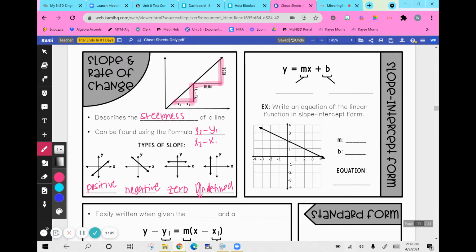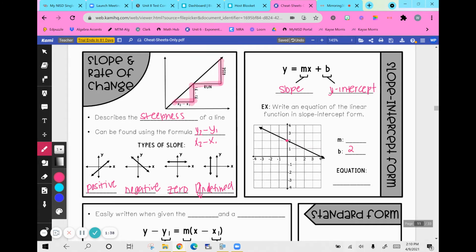Okay, and then here we've got slope-intercept form, so that's y equals mx plus b. So your m is your slope, your b is your y-intercept. Okay, so they want us to write an equation of the linear function in slope-intercept form. So what we're going to do here is we're going to start. I always say we begin with b, right? So our y-intercept is 2, so that's my b value.